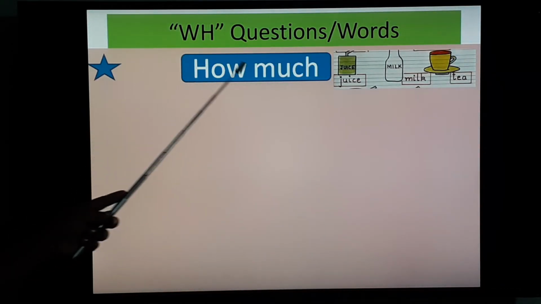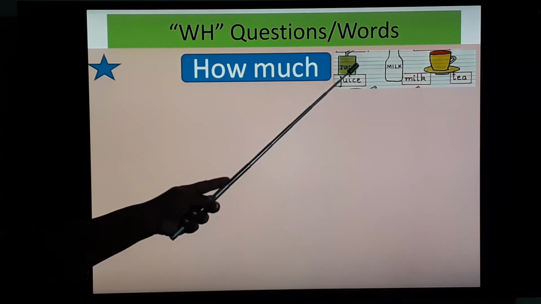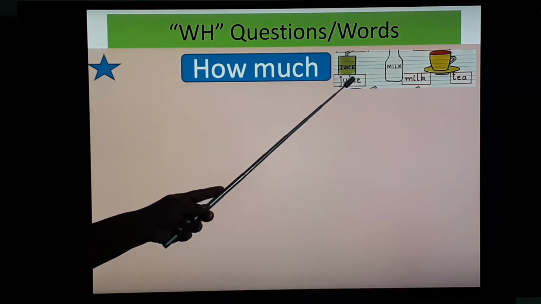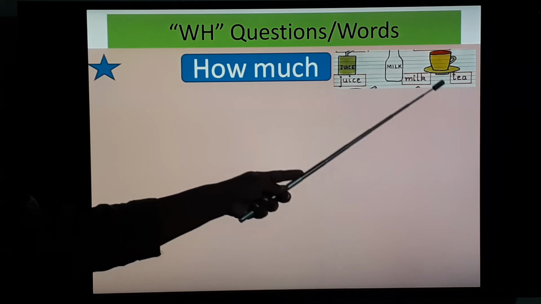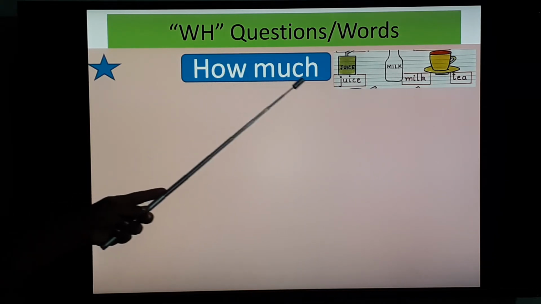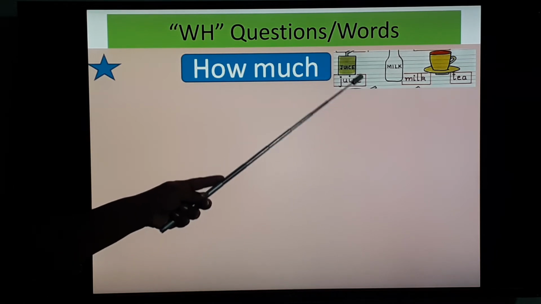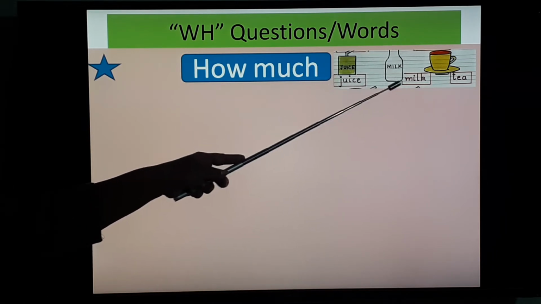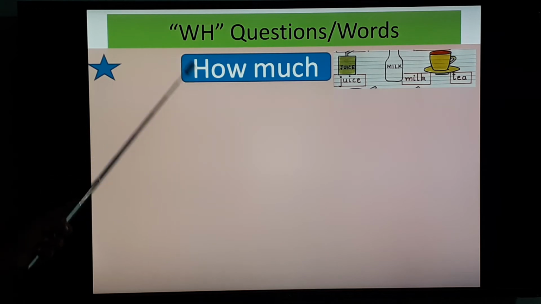Next is how much. See the picture, right? We cannot count juice, milk, tea, sugar. Okay, so that is why if you want to get an answer with these uncountable nouns, you have to ask the question with how much.